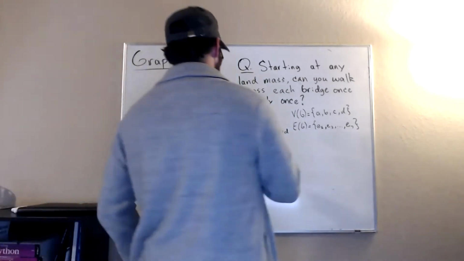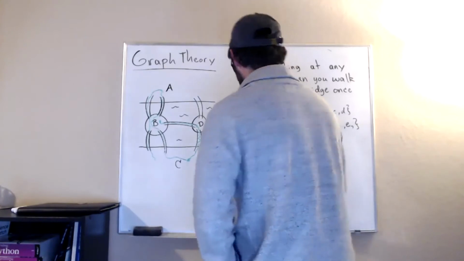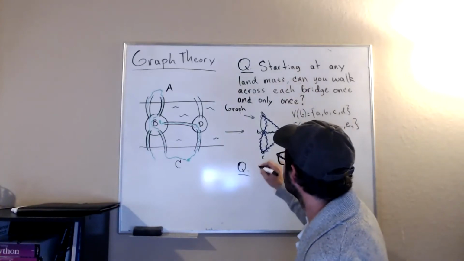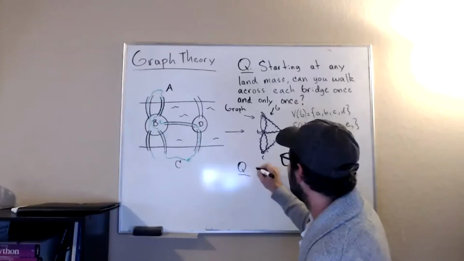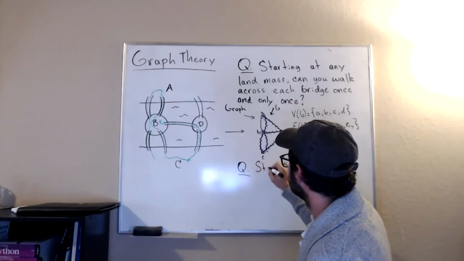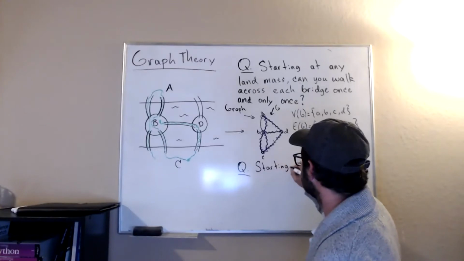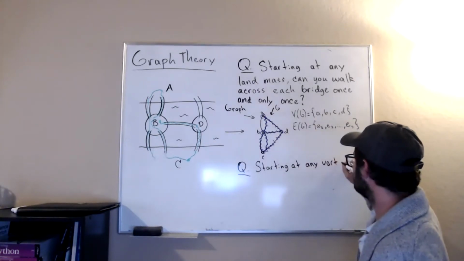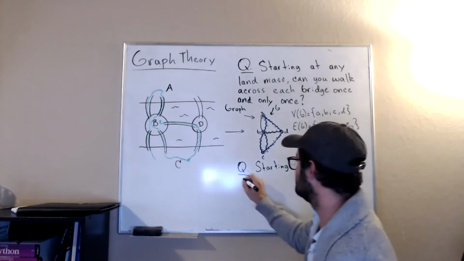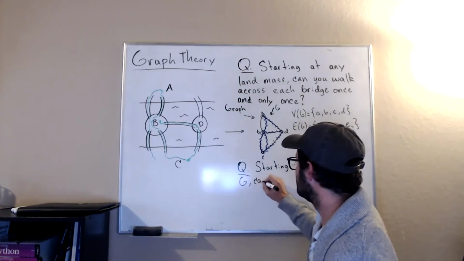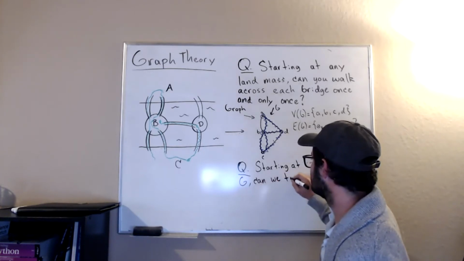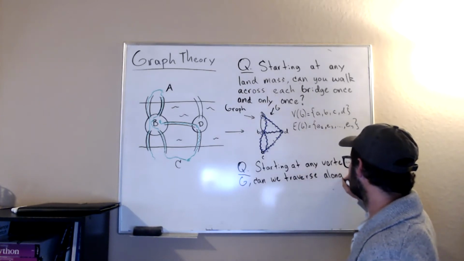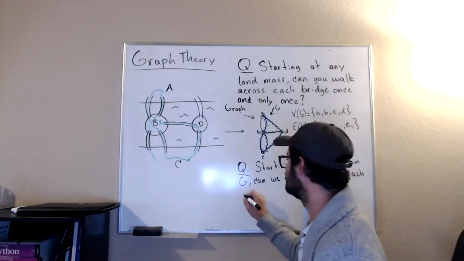Okay, so again, we took the problem in terms of land masses and bridges and turned it into a problem involving sets, where the sets are a vertex set and an edge set, and we're asking if we can walk along each edge exactly once. So the new question, which is just a graph theory way of asking the same question: if we call this graph G, starting at any vertex in G, can we traverse along each edge in G exactly once?